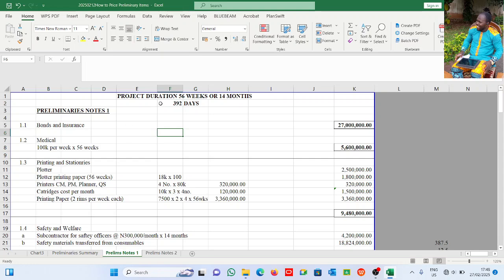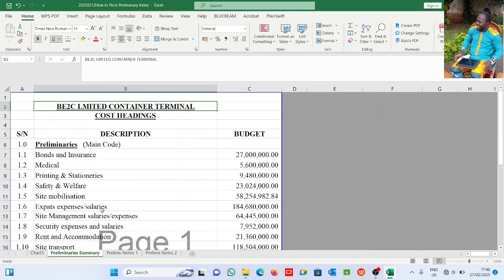So this is the project. We want to price the preliminary items. We already have them arranged here, so we're picking them from here one after the other. And of course we know that preliminaries refers to general costs and expenses incurred by a contractor in connection with a construction project, but not directly related to the physical construction work itself.